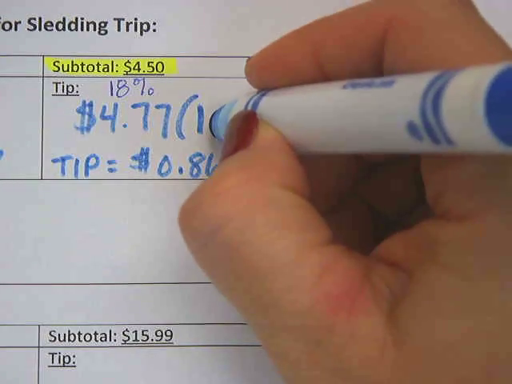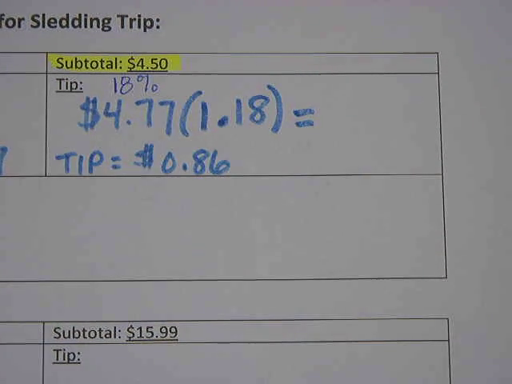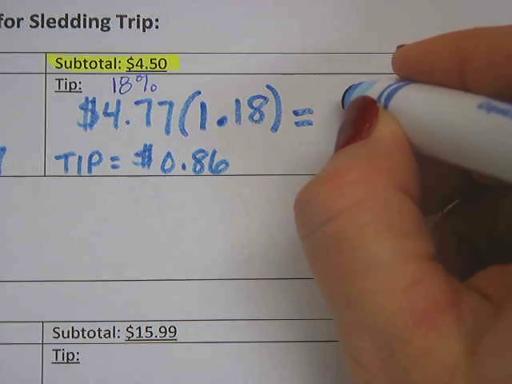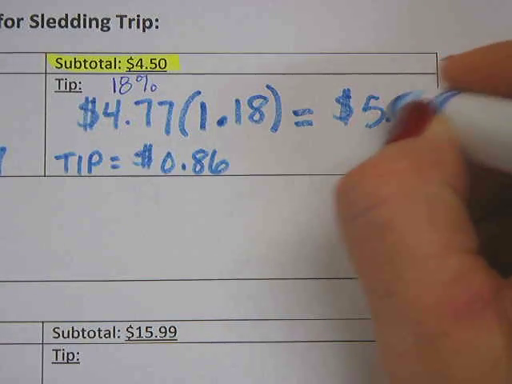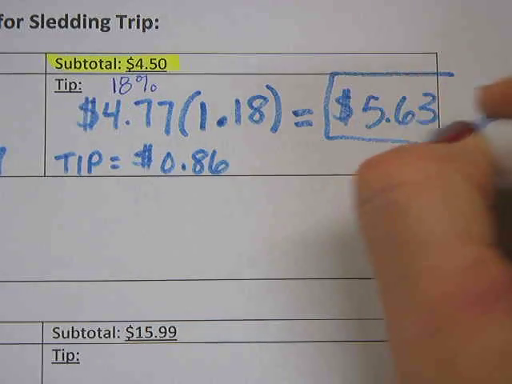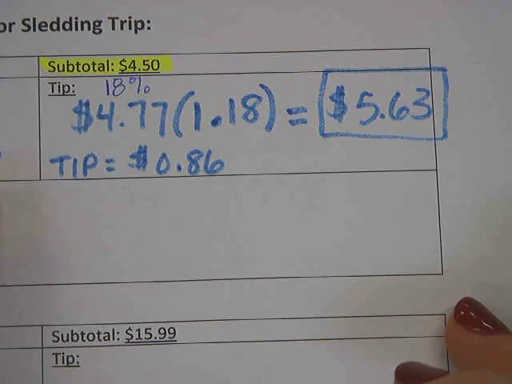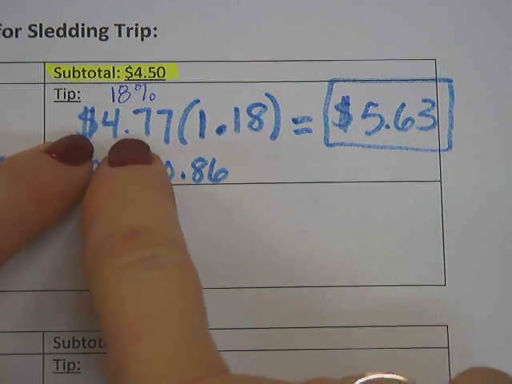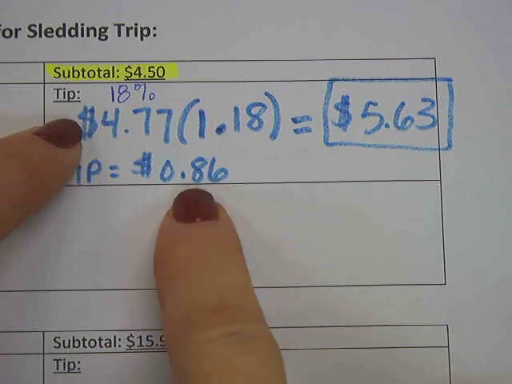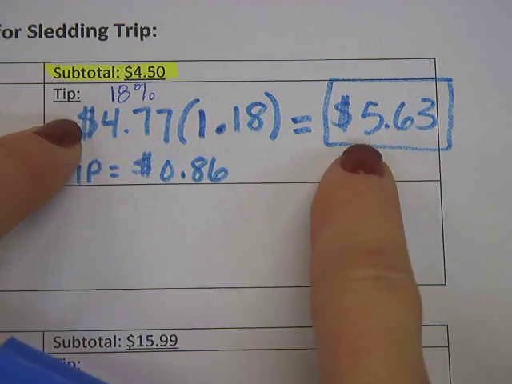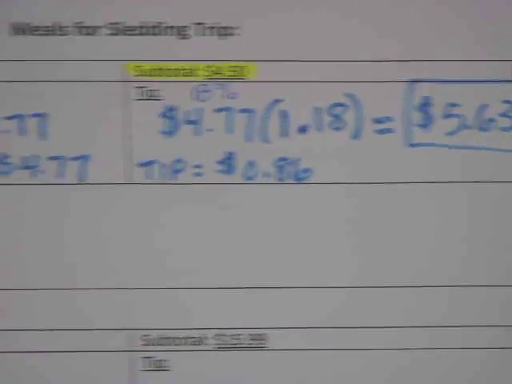So hopefully you're thinking that we need to put a 1 in front of it. So when we do that, it gives us $5.63 is what we would leave on the table if we wanted the waitress to pay the bill and then keep the remaining 86 cents. This is how much we would leave.